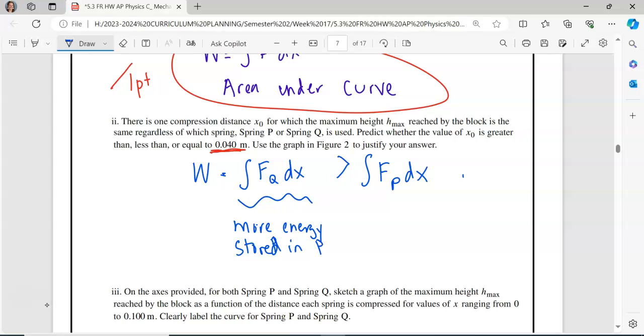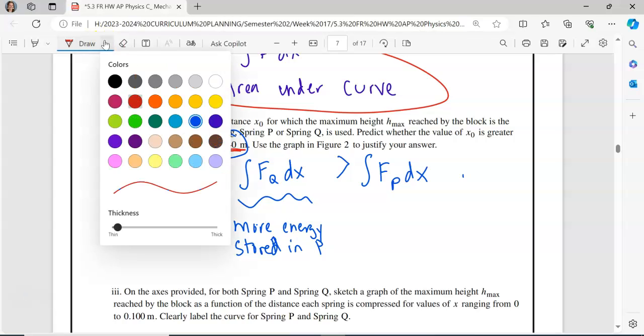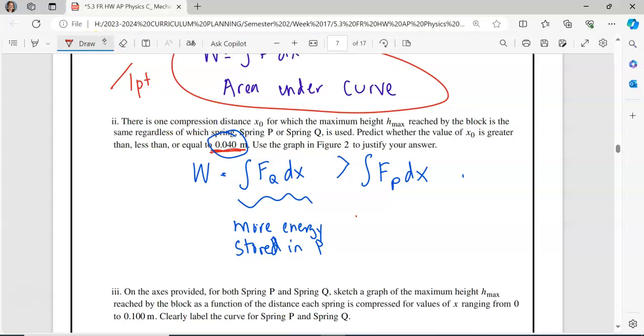So if there is more energy stored in spring Q, then the block can reach a greater height than in P. So it is going to be farther down the line from 0.04 meters for when the two energies are equal. Okay, and this is worth 2 points from College Board. 1 point for indicating that it is greater than, with an attempt at a correct explanation, and then 1 point for a correct explanation. So this one is worth 2 points.